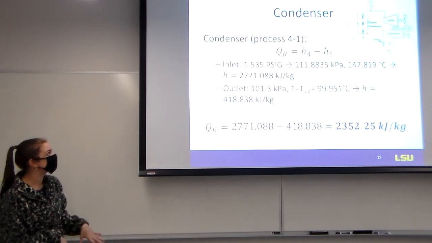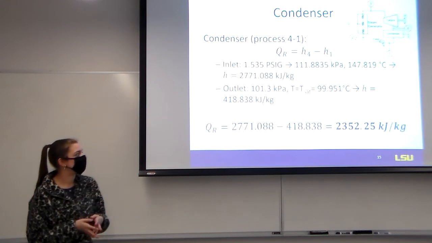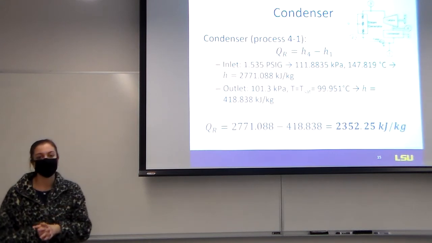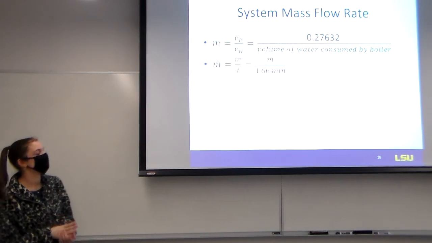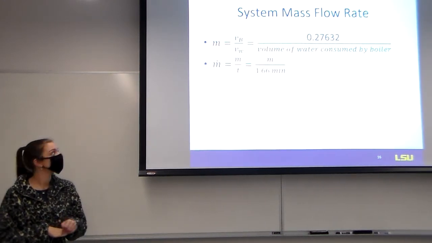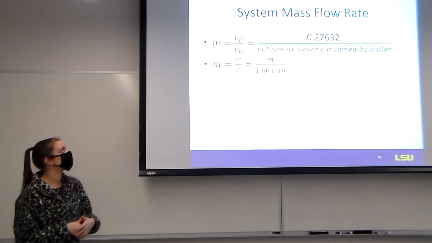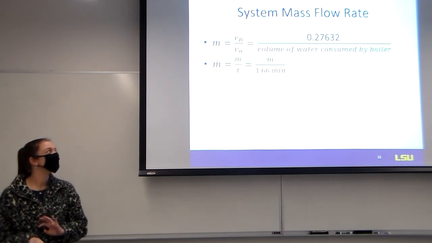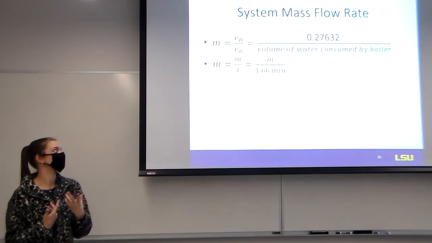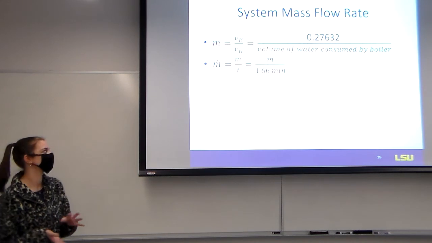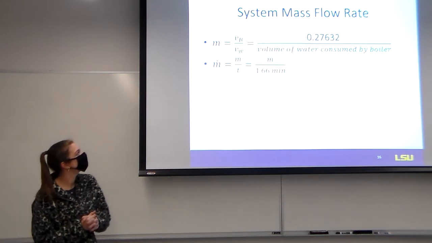And same thing for the condenser. Use your enthalpies to find your heat rejected, which was about 2352 kilojoules per kilogram. And then to find the mass flow rate, you use the specific volume in the boiler, which is about 0.27632, and then divide that by the volume of water consumed by the boiler, and then divide that by the steady state flow time, which was only a minute and about 40 seconds.